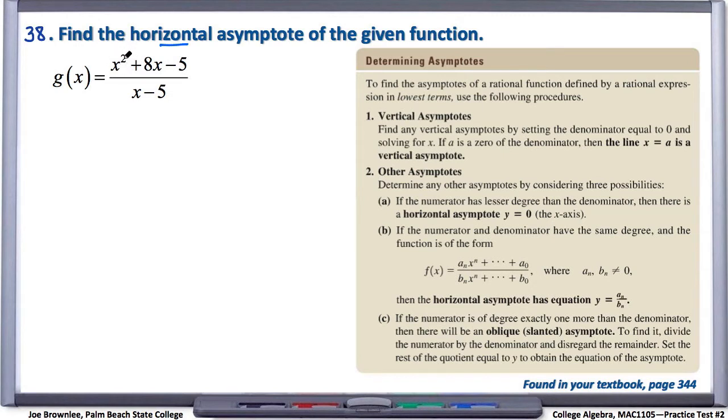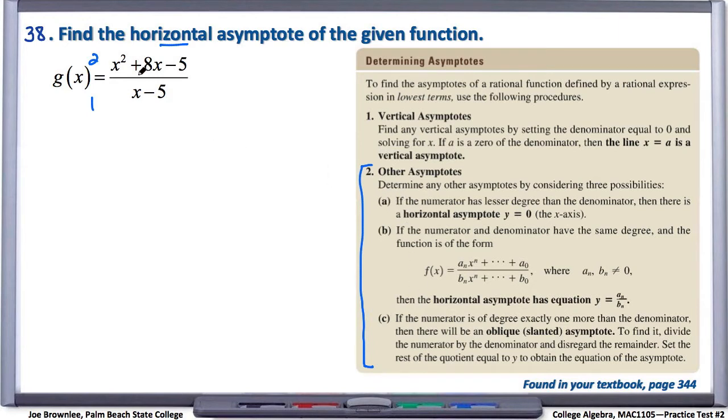We can see the highest degree upstairs in our numerator is 2, and the highest degree downstairs in our denominator is 1. So we're going to use this information to find out what our horizontal asymptote is, or maybe we have an oblique asymptote. I don't know. Let's find out. Let's use the information from the chart on page 344 to see what's going on here. We're going to look at 3 different criteria.